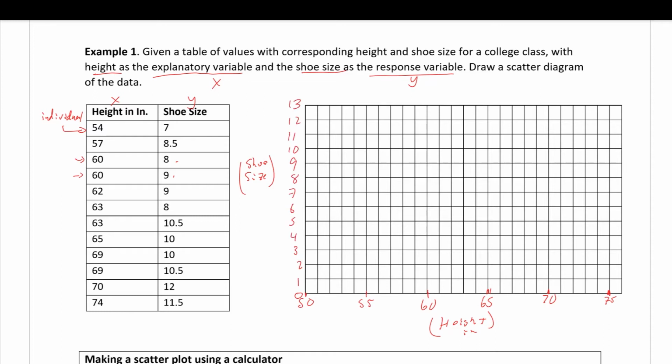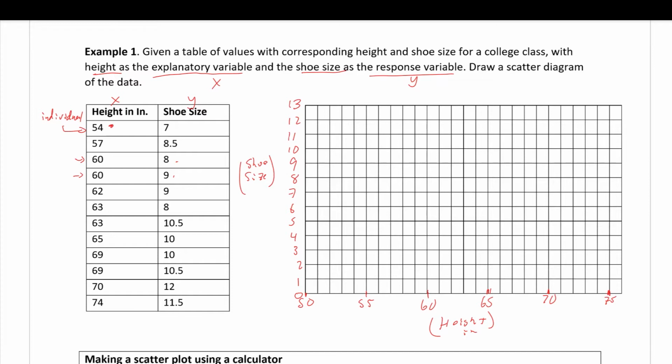I chose this range of values for x and y such that all my data values can actually fit there. If I look at the smallest height, I find that 54 is the smallest, so I know this is going to encompass that, and the largest height is 74. So it's good on the x scale. It's going to cover all that. The shoe size goes from 7 all the way to 11.5, so this definitely is all going to fit in this window. Now I'm going to start plotting each one of these points.